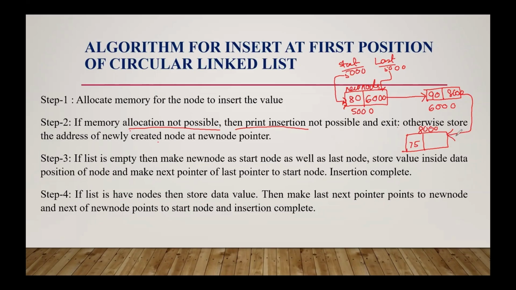We make a connection to this node. Next of new node points to the start node. What is the start node? 500. So if I put the 500 here, then this node is connected to this node, or not? Insertion complete. Anyhow, our circle is established. So this is the way we can go for insertion into the last position.